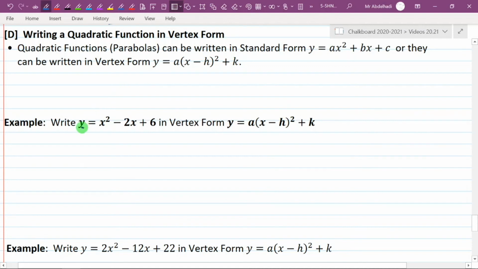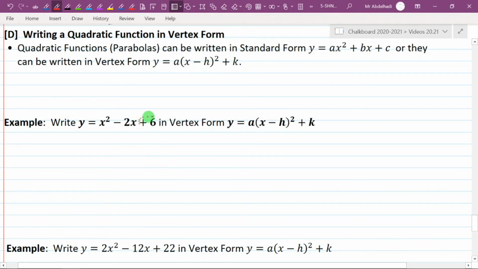We have here y equals x squared minus 2x plus 6. Is this a perfect square trinomial? The answer is no. It would be if you took this right here, negative 2, cut it in half, you get negative 1, square it, you get positive 1. So if this was a positive 1, this would be a perfect square trinomial, but it's not. So we'll do what we've been doing.